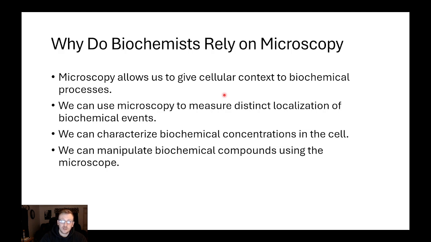And we can look at distinct localization of biochemical events. So we can see things like microtubules and where they're at. We can look at proteins associated to certain structures within the cell. And then we can also characterize biochemical concentrations as they exist in the cell and where they exist in the cell. So if you have a protein that you think is highly cytoplasmic, we can tag it with a fluorophore, and we can see how much of it is abundant at any given time and how those levels might change based on genetic expressions. And then the coolest thing, I think, is we can manipulate biochemical compounds using the microscope.